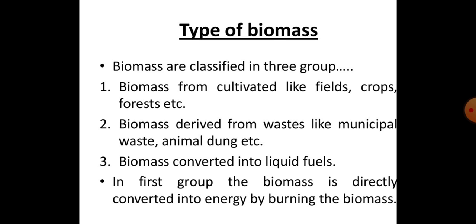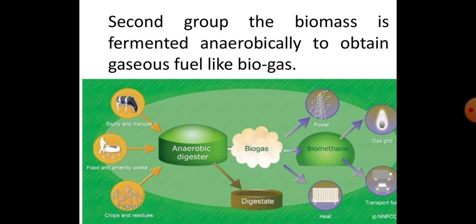In the second group, the biomass is fermented anaerobically to obtain gaseous fuels like biogas. With the help of animal dung, the cow dung, we process it and get biogas out of it, and that biogas we can use directly as cooking gas, or we can convert it into power. That is the use of biogas. First, what is anaerobically? What is the difference between anaerobically and aerobically? Aerobically, the process happens in the presence of oxygen, and anaerobically it happens in the absence of oxygen.